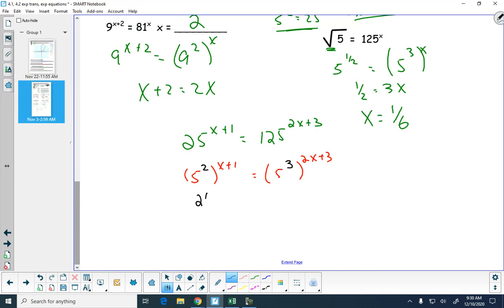So we have 2 times the quantity x plus 1, which is equal to 3 times the quantity 2x plus 3. So now this turns into a distributive property. Go ahead and distribute out over the parentheses and solve for x.